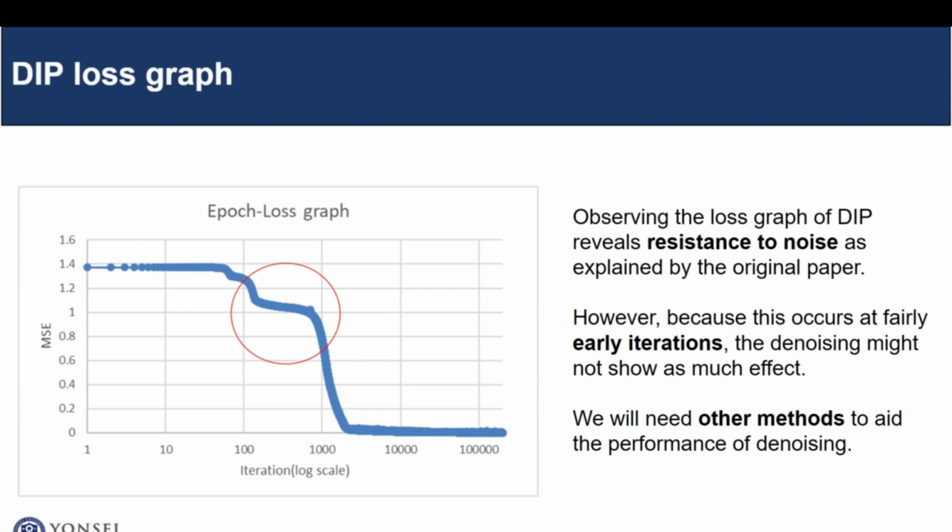To understand the reason, we have observed the loss graph of our DIP experiment. The loss graph does reveal resistance to noise as indicated by the original paper. However, this occurs at fairly early iterations, meaning that overfitting may occur before all features are recovered, resulting in performance degradation. Therefore, we will need other methods to aid the performance of denoising.